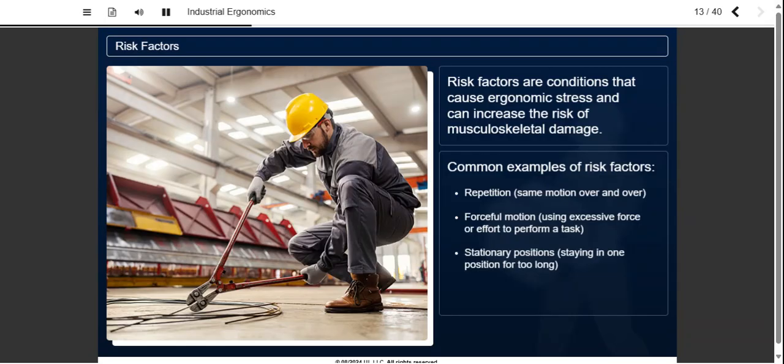Stationary positions or staying in one position for too long can cause muscle fatigue and disrupt blood flow. Awkward posture happens when you bend your joints out of their natural range of motion or natural or neutral positions. Examples are bending your wrists up or down, or performing prolonged bending, reaching, kneeling, squatting, or twisting.